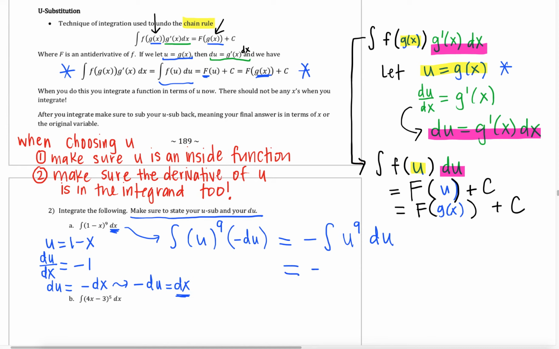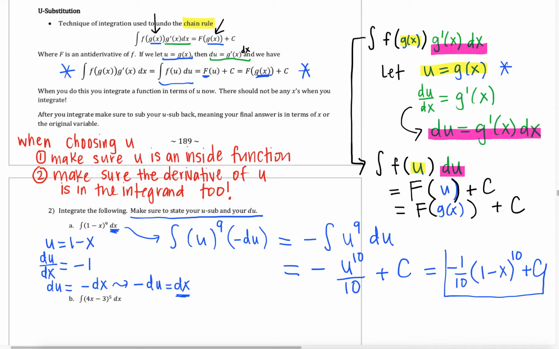Using our power rule for antiderivatives, we know that the integral of u to the 9th would be u to the 10th over 10, since I'm adding 1 to the exponent and dividing by that new power. Because I don't have any bounds, I have to make sure I have that plus c. Now that we've integrated, I can go ahead and substitute back my u. So I end up with negative 1 over 10. Instead of u to the 10th, we'll get 1 minus x to the 10th, and then plus c. And that will be our final answer here.